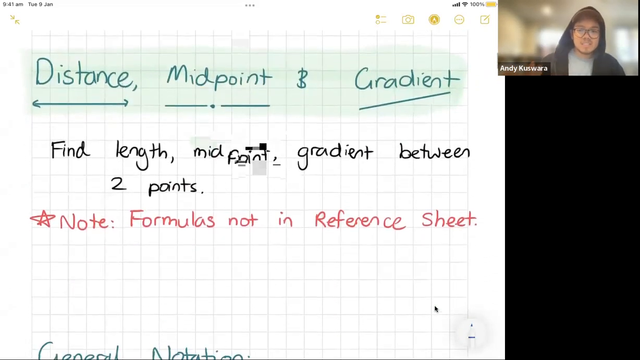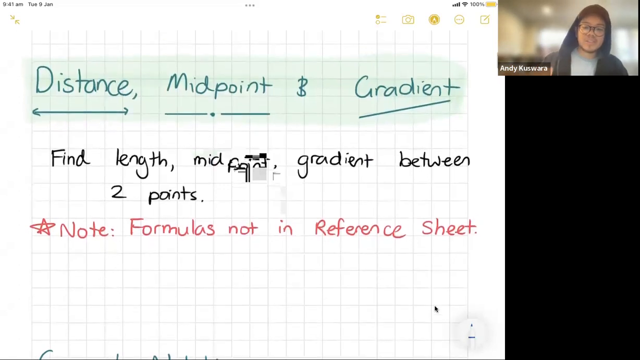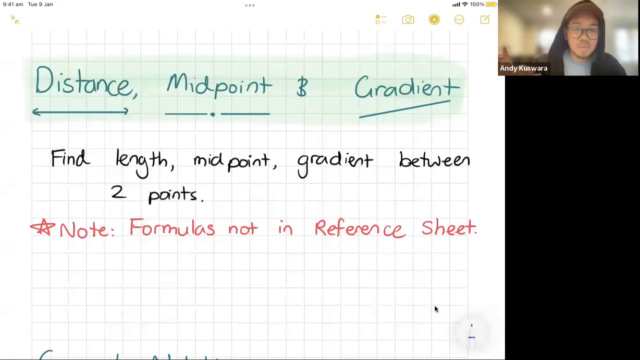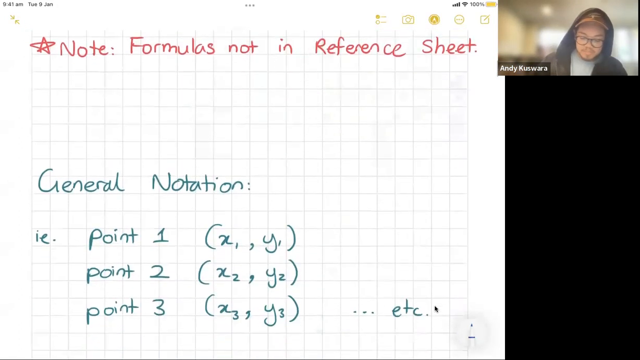Now, distance, midpoint, and gradient. These three things you will have to know. Your formulas will not be given in the reference sheet. You will have to memorize these, okay? Let's talk about each one. Just some general notation here. If I say x1, y1, that means it's the x and the y coordinate of point 1. That's the x and the y coordinate of point 2, x coordinate and y coordinate of point 3, etc. That's just a little bit of notation.